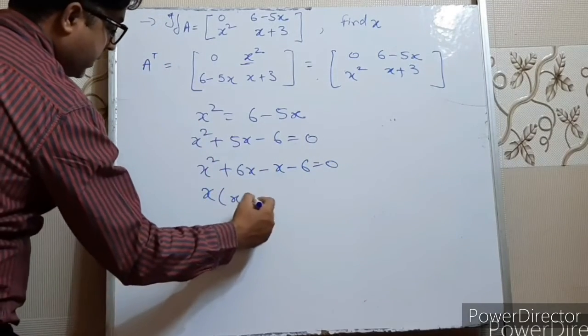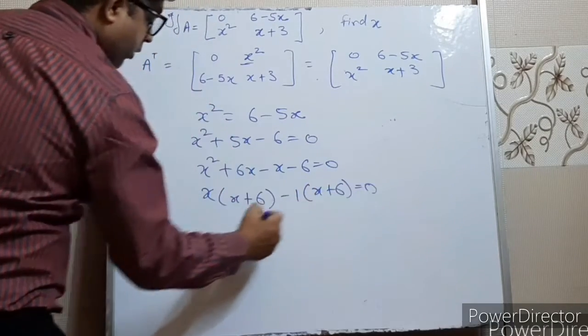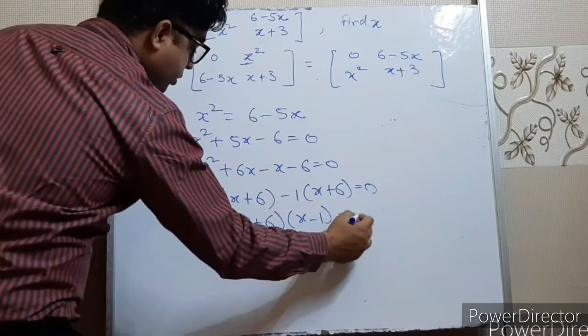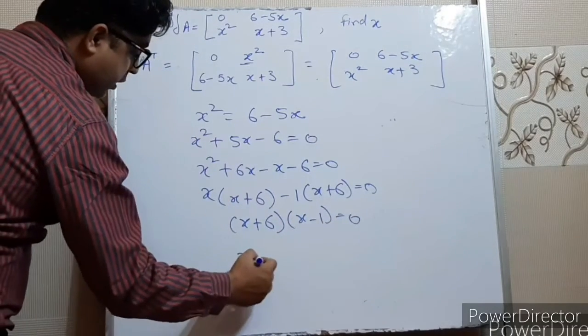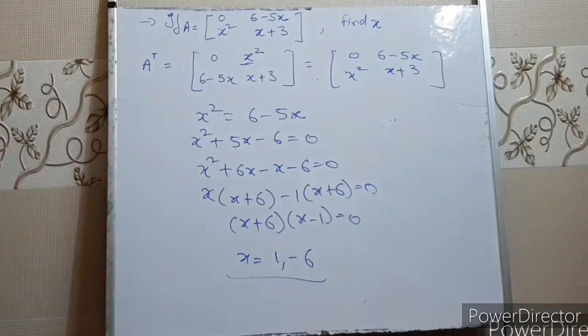Take x common, minus 1 common from here. What are the factors that we will get? (x plus 6)(x minus 1) equals 0. So when you equate it with 0, the value of x will be 1 comma minus 6. So these are the required values of x. Please note down.